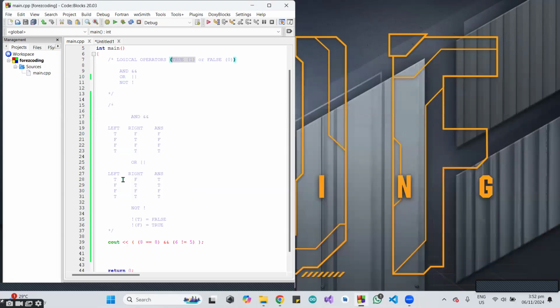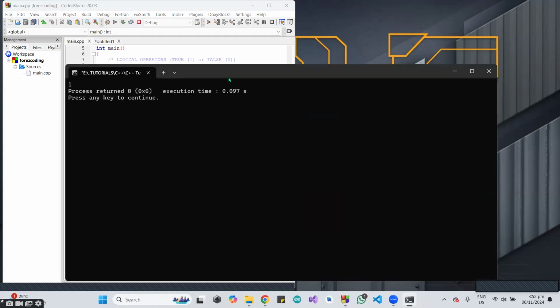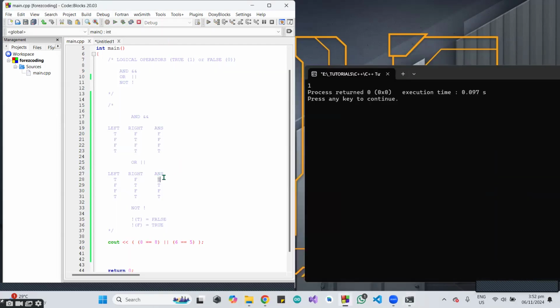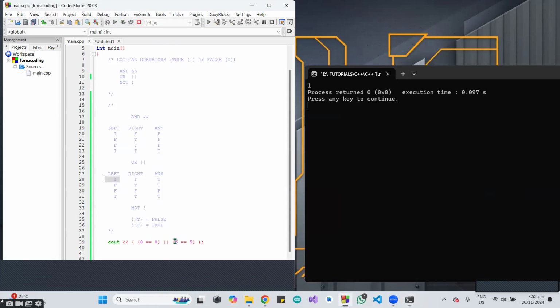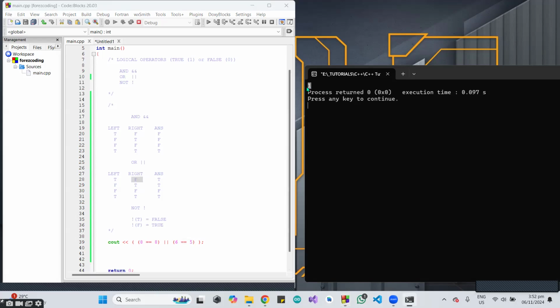Okay. So next one is or. So let's try to change this one to or. So let's try here the left operand as true and then the right operand as false. So let's run the program. So we will get the answer as true. The final answer is true. Because 8 is equals to 8, that is true. And then for the right operand, 6 is equals to 5, that is false. Therefore, the final answer is true.